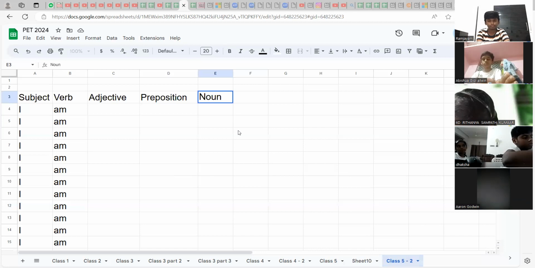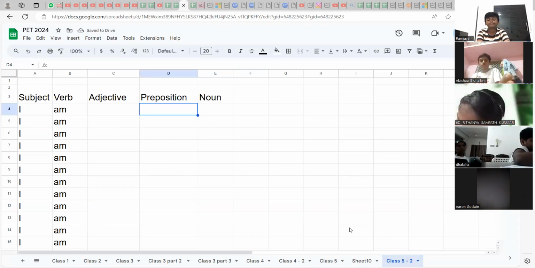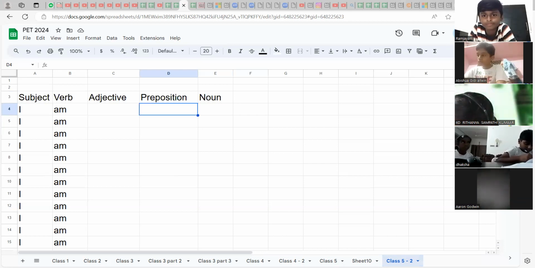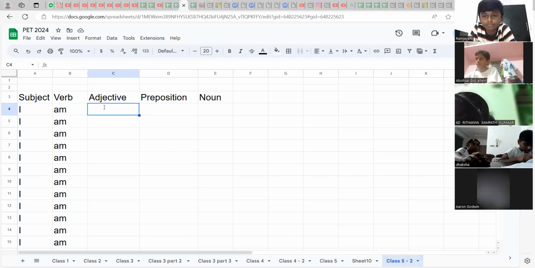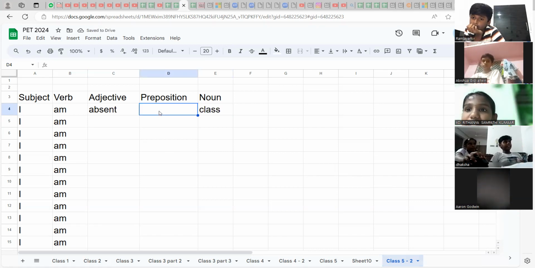Now I'm going to give you the adjective and also the noun. You have to give me the preposition. Okay. Are you ready? Yes, sir. Ready, sir. All right. There you go. "I am absent" "class." This is a full sentence. You have to fill in the preposition only. I am absent in the class.